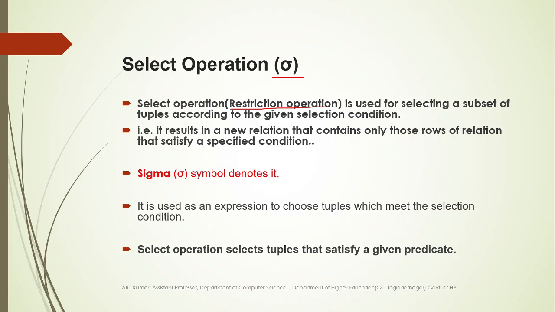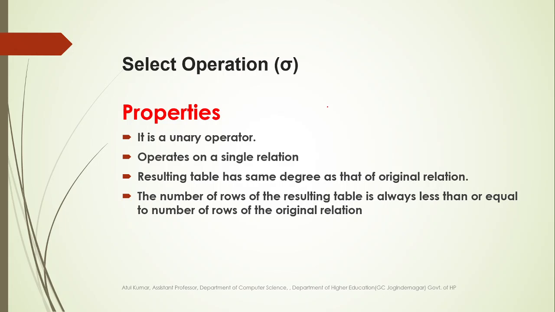So the selection operation selects tuples or rows that satisfy a given predicate. The important properties of the selection operation: it is a unary operator. Unary means it works on only one table or relation. The second important property is that it results in a table having the same degree as the original relation. So if the original relation has degree 4, the resulting relation must also have degree 4.